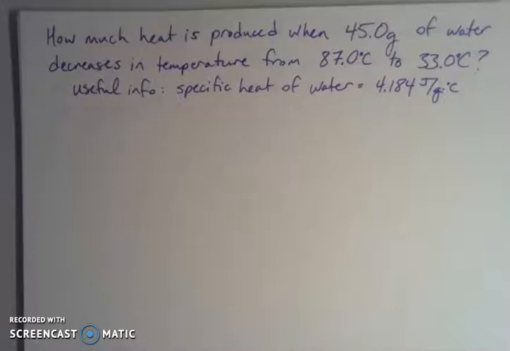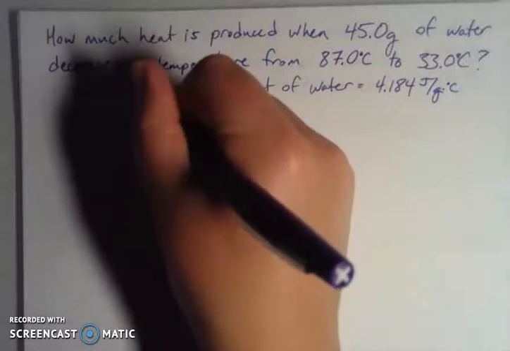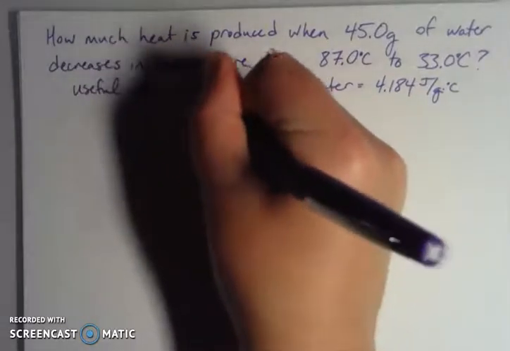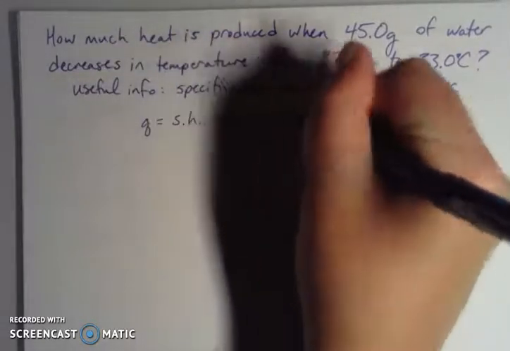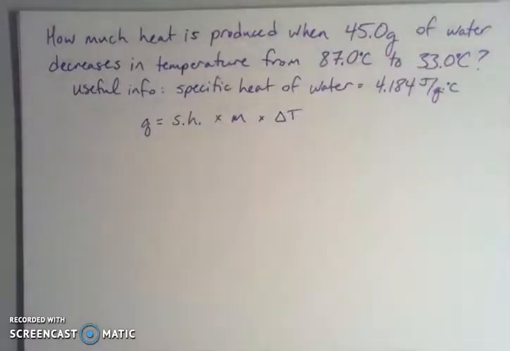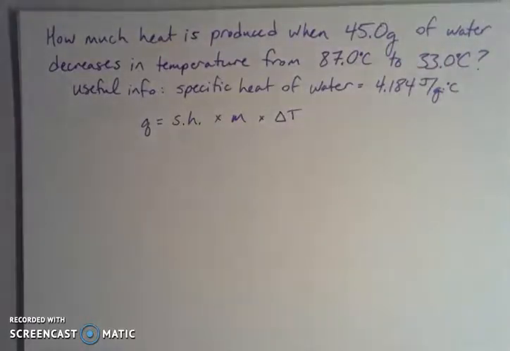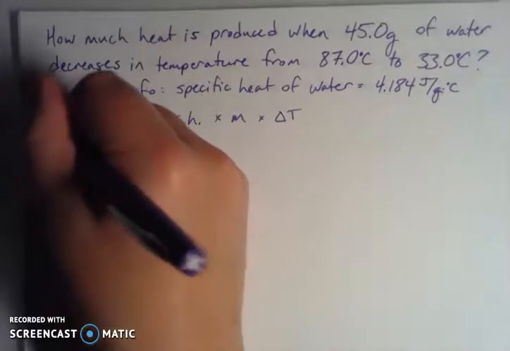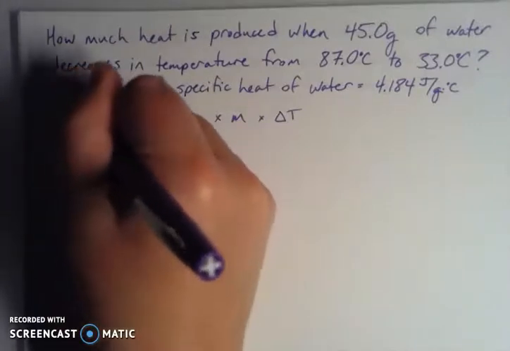So we can solve problems that look like this. How much heat is produced when 45 grams of water decreases in temperature, going from 87 to 33 degrees Celsius? And some useful information is the specific heat of water here. So we're going to use our equation, which is Q is equal to the specific heat times the mass times the change in temperature. And I like to solve these by listing out the variables that I have. I have a mass, which is my 45 grams.